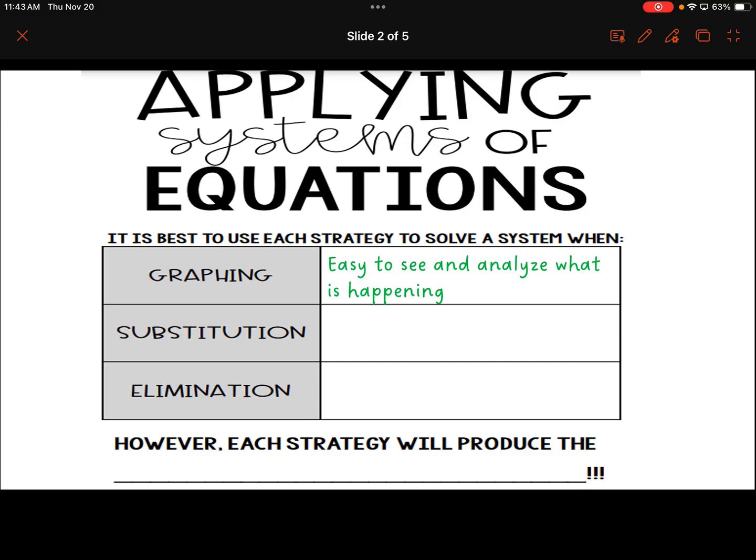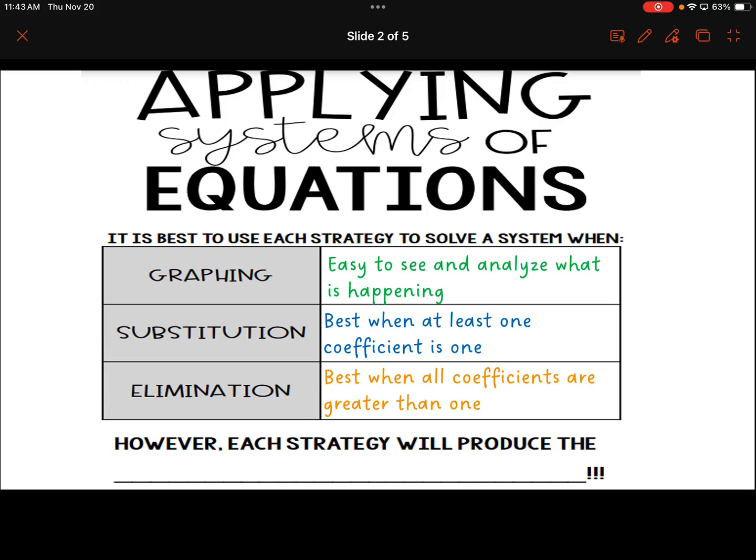best option. The substitution method is the best option when we have one equation that has a coefficient of x or y whose value is 1. As long as we can rewrite one of the equations so that x or y is isolated and we're left with no fractions or no decimals, then the substitution method is really pretty simple. The third and final way is the elimination method. And remember, that is best to use if all the coefficients are greater than 1.